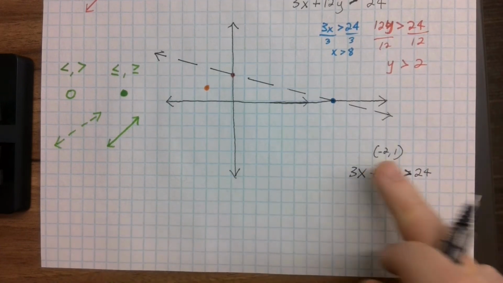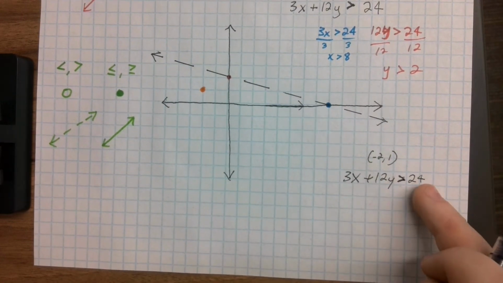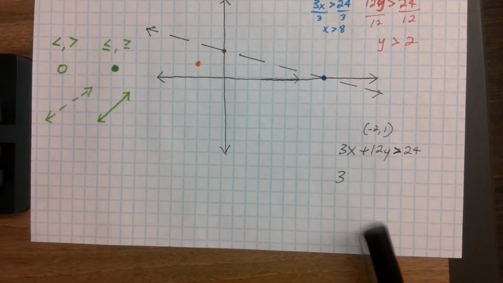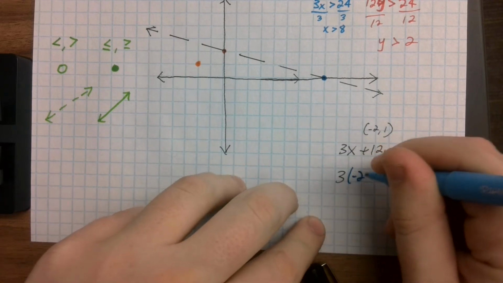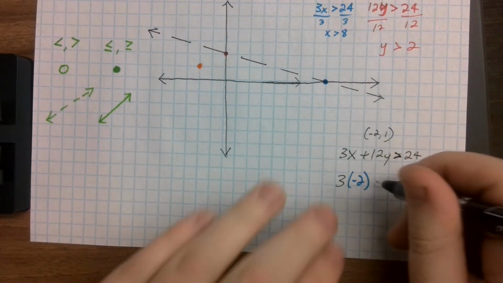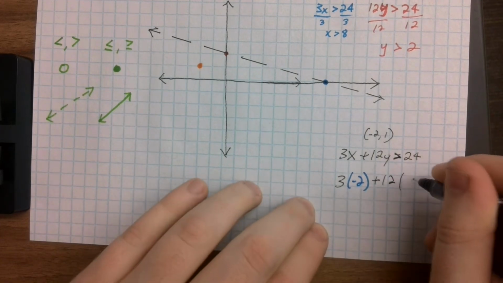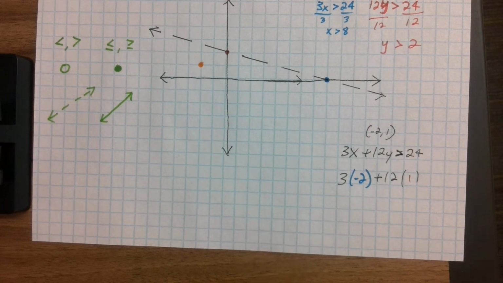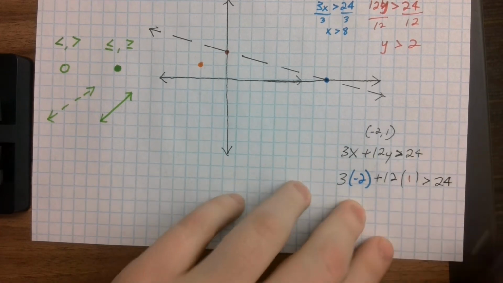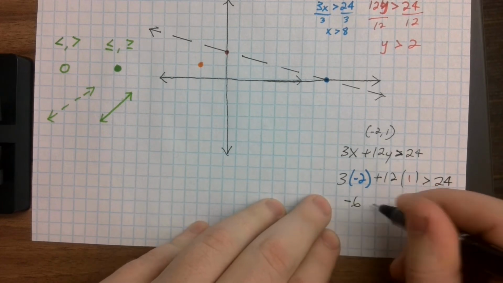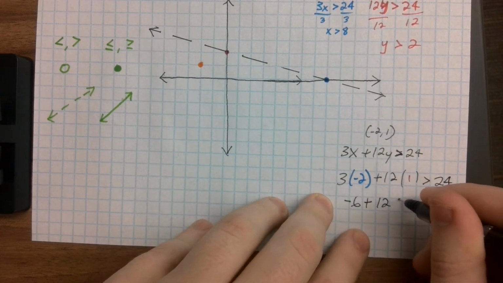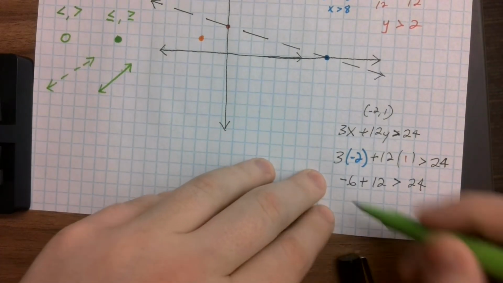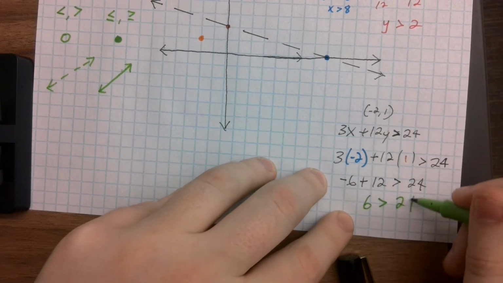Let's find out if -2, 1, when we plug it in, is greater than 24. Well, when we plug it in, 3 times -2, because our x was -2, plus 12 times 1, since our y was 1, and we want to see if it's greater than 24. Well, 3 times -2 is -6, 12 times 1 is 12, and -6 plus 12 is just 6. Is 6 greater than 24?